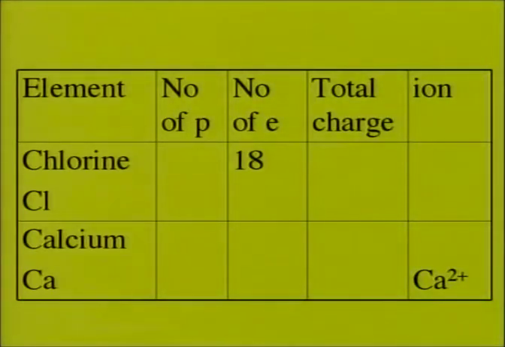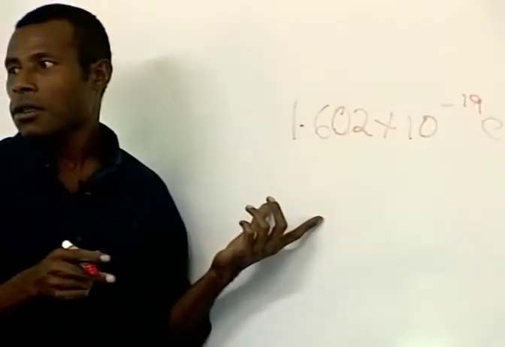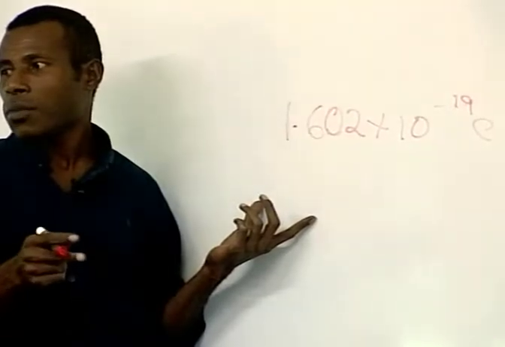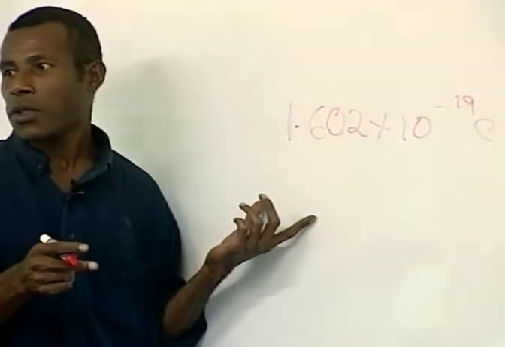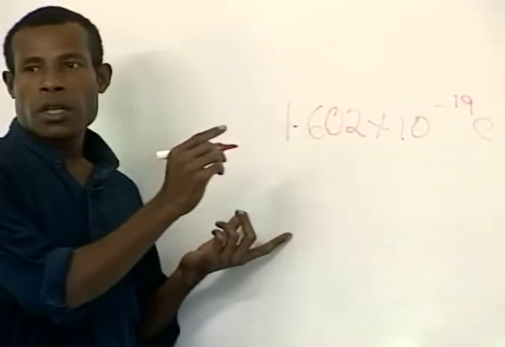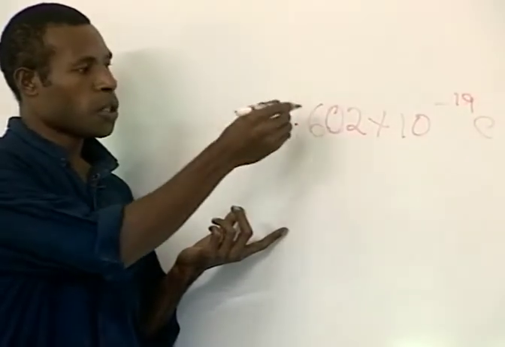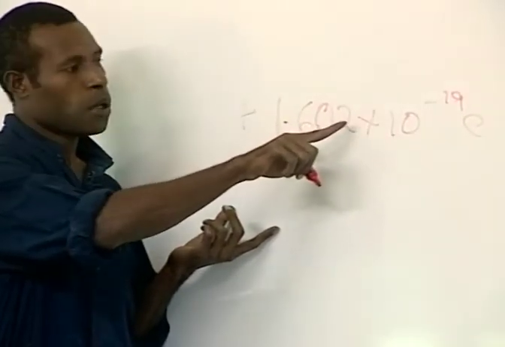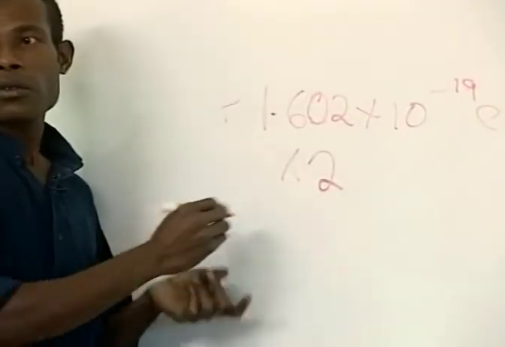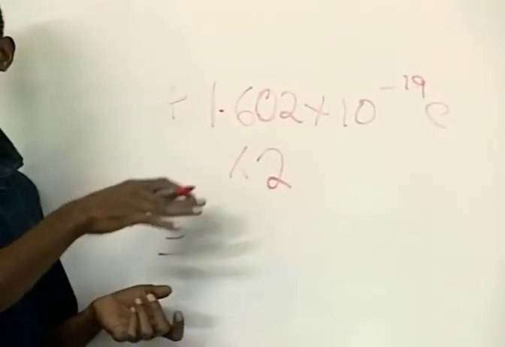In our last lesson, we also studied or looked at charges. The value is about 1.602 times 10 to the minus 19 coulombs. Let's say if it loses, it will become a positive ion. If it loses 2, because it is positive, 1.602 times 2, and then that gives you the total charge.